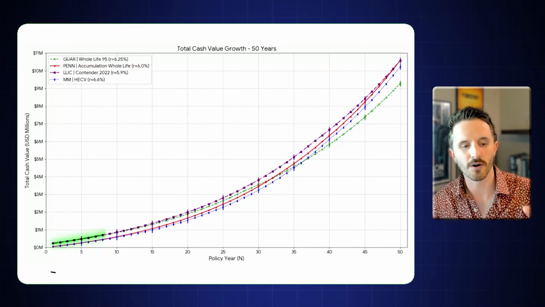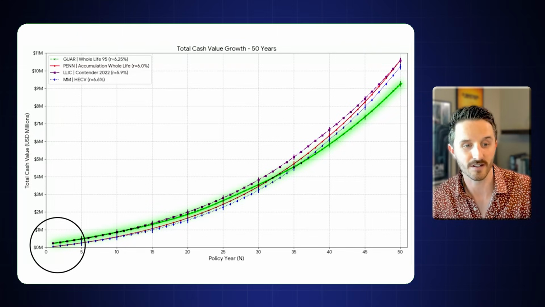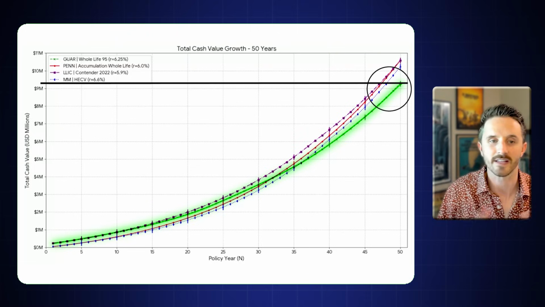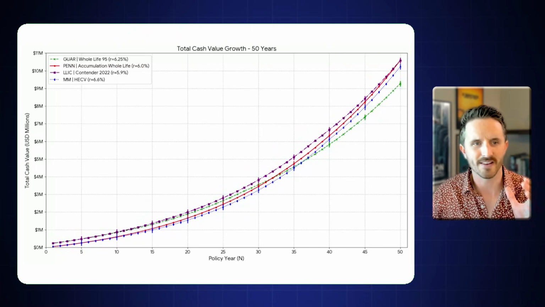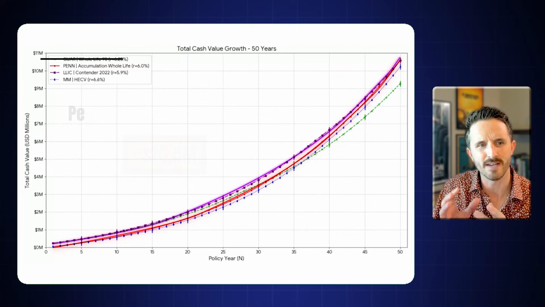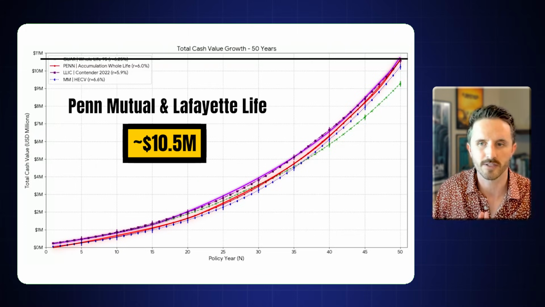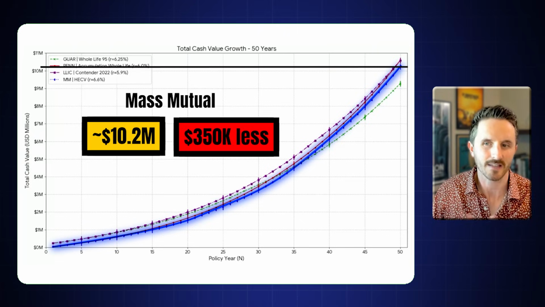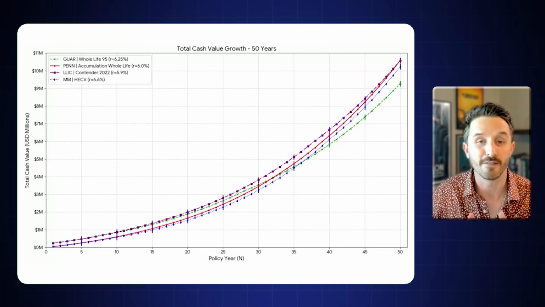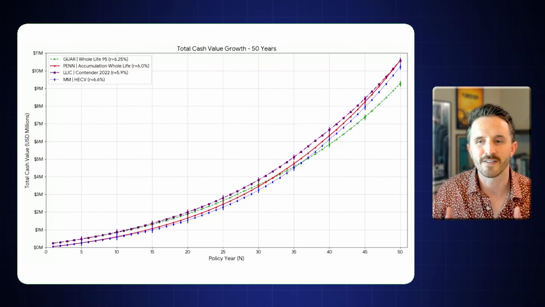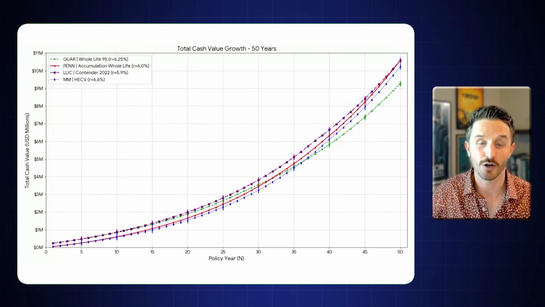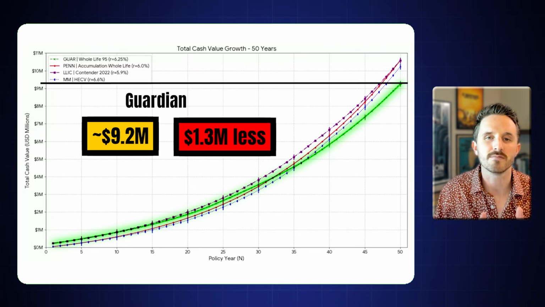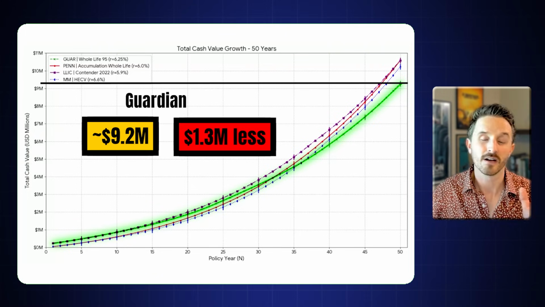Now, you'll notice that even though Guardian started at the top in terms of the total cash value, by year 50, it is kind of near the bottom. It's actually significantly lower than the other three. So you'll notice that the Penn and the Lafayette Life ones are kind of midway between 10 million and 11 million, so about 10.5 million or so. And then the Mass one is right underneath there. It's about 350,000 beneath, right? So Mass is, even though it was funded virtually identically to Penn, roughly 350,000 or so less in total cash value over 50 years. And then the Guardian one is just over 9 million. It's about 1.3 million less of cash value than Lafayette Life and Penn.